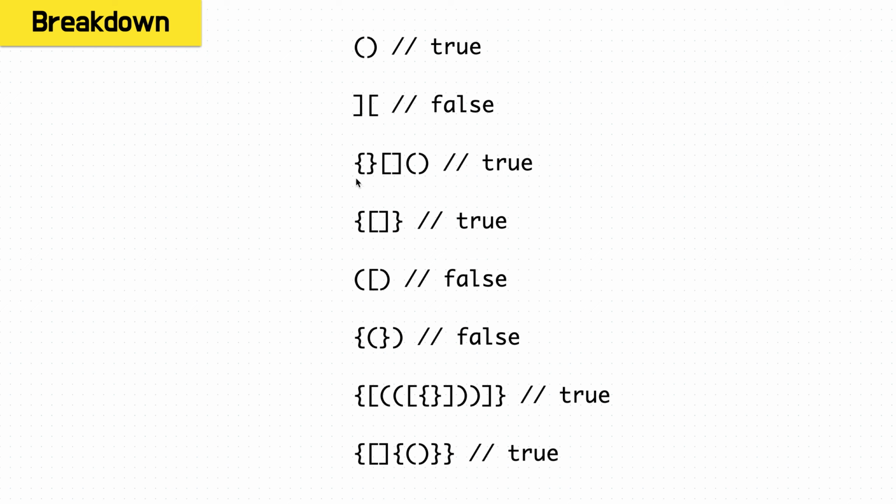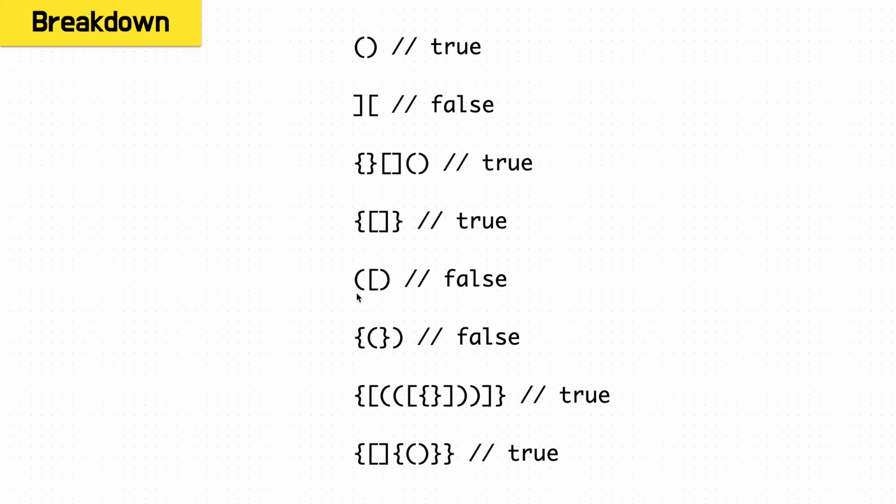Here, we find the open, then the close, open, close, open, close. They all match. It's true. This one is true as well. We have the opening curly bracket. We have the opening square bracket. Then we hit the closing square bracket. We look for the most recent opening bracket. It's also square. This is true. Then we move on. The curly bracket is closing as well. We match it with the opening curly bracket. This is valid. We return true.